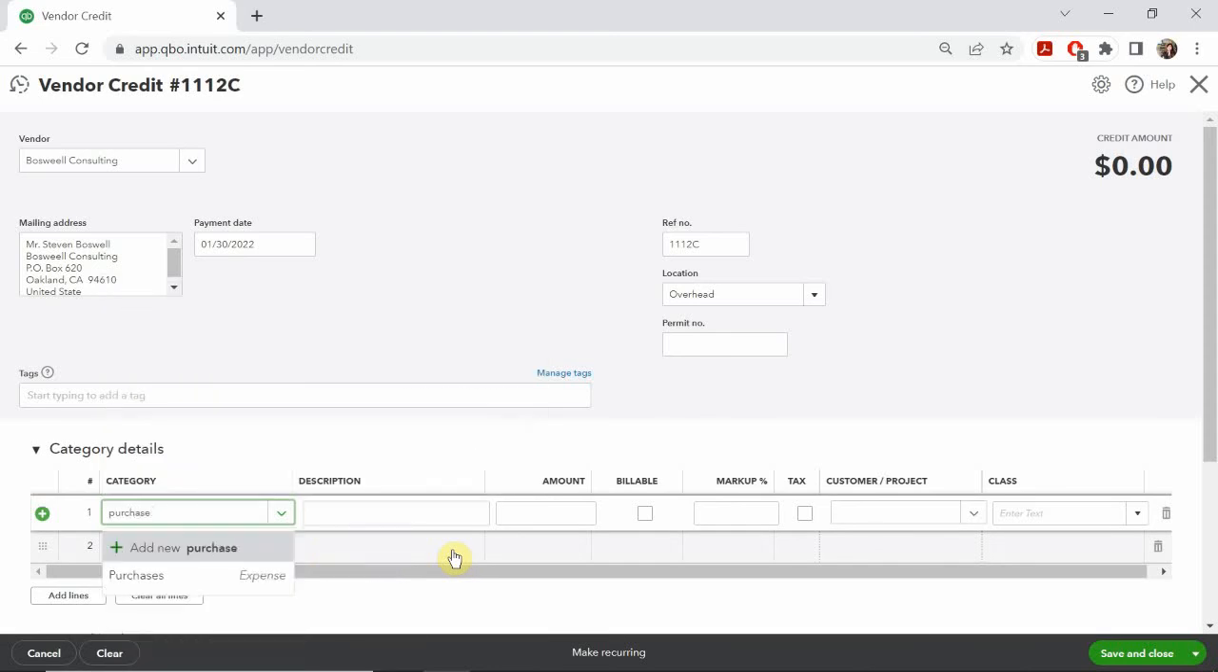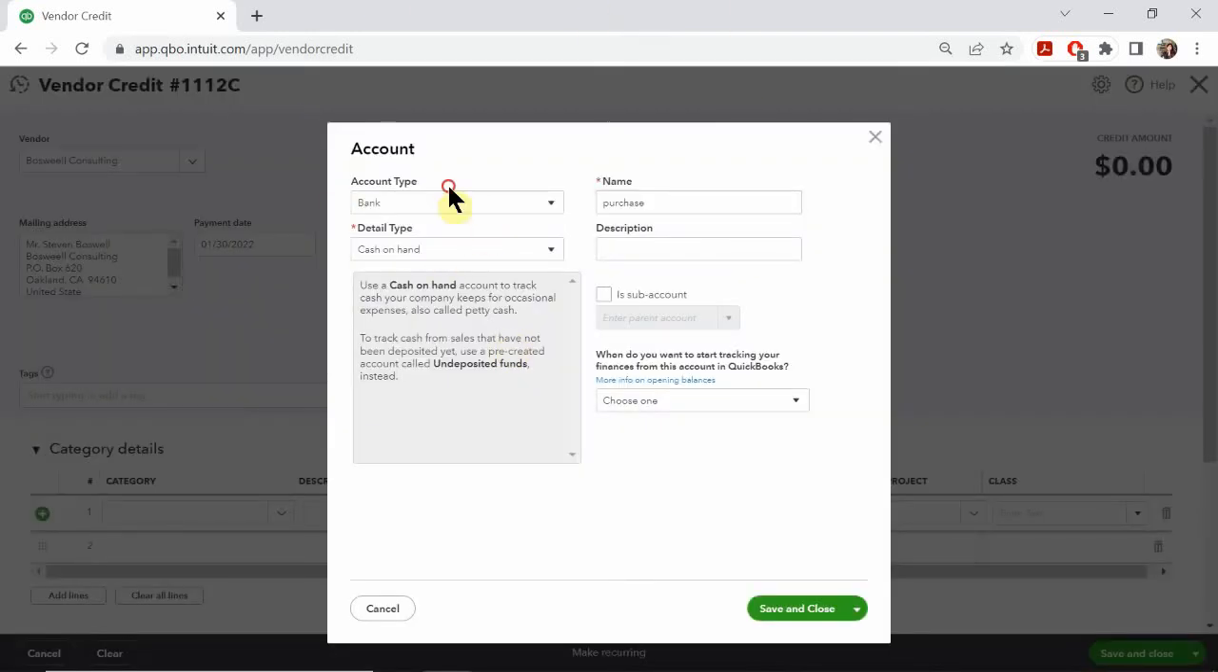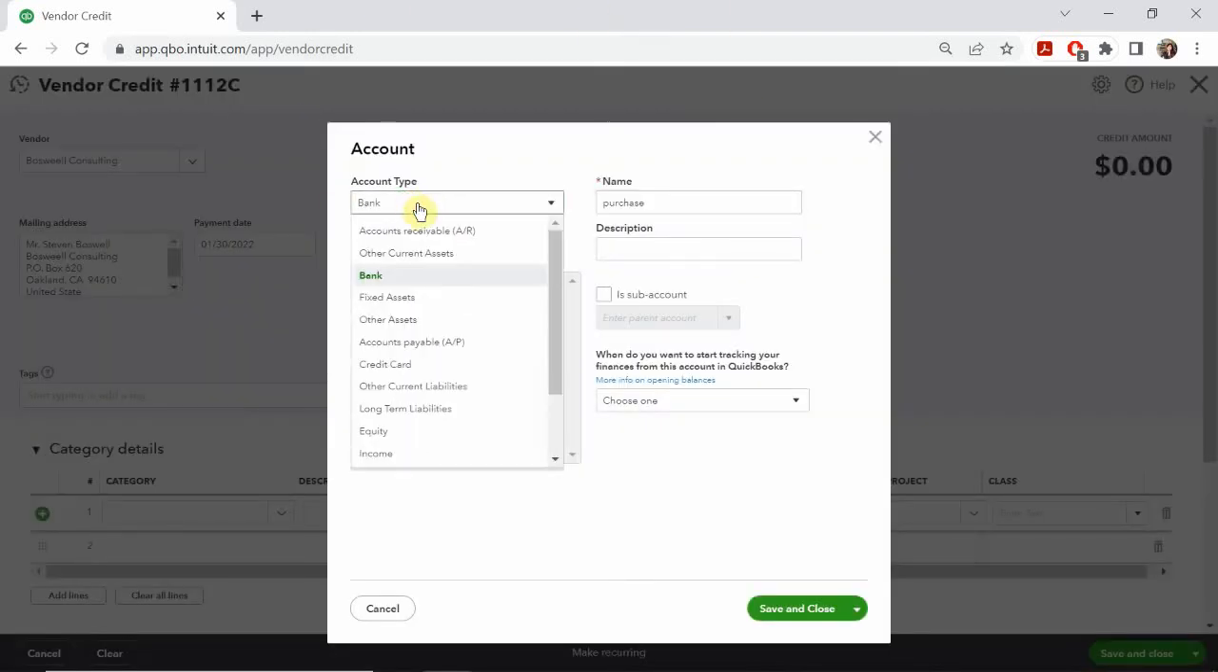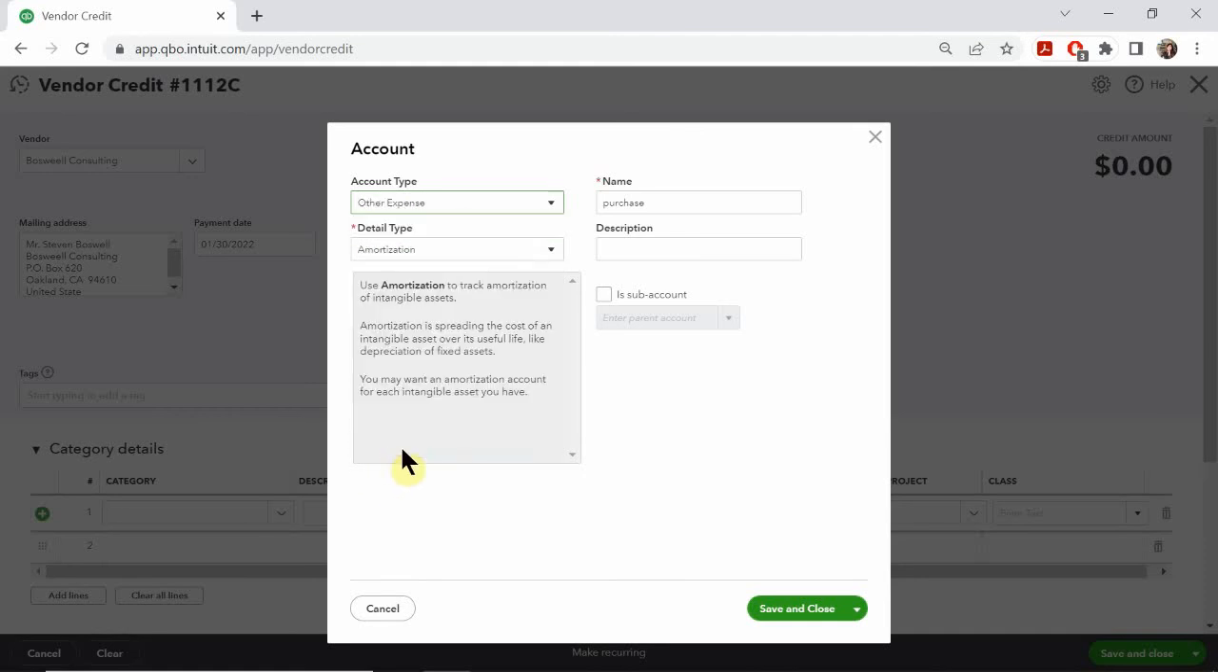Now, if you don't have it, you're going to need to quick add it. So in this case, I'm going to add this. Once again, it's going to be under expenses, other business expenses, so other expenses. And you're going to call this purchase discount.